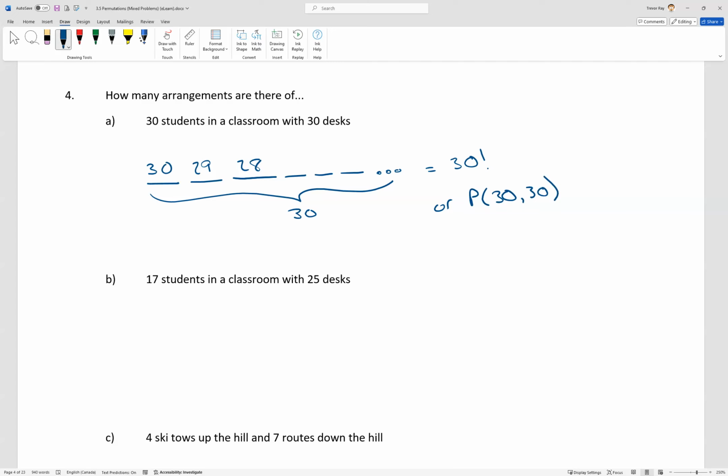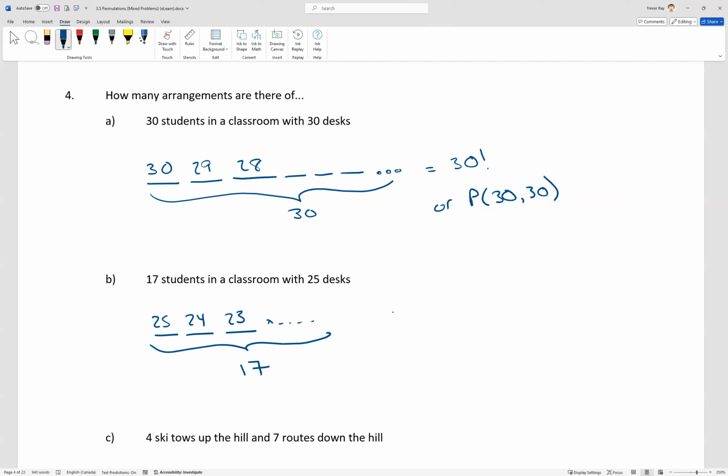For part B, we're going to switch it just a little wee bit. We have 17 students coming into a room with 25 desks. So same idea. The first student that comes in has 25 choices, then 24, then 23, and so on. And there are a total of 17 students making this selection.